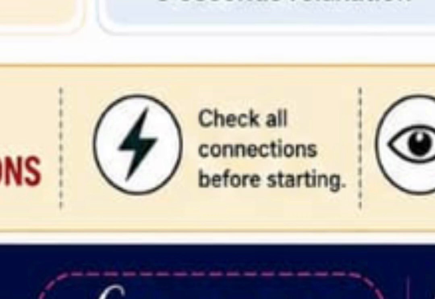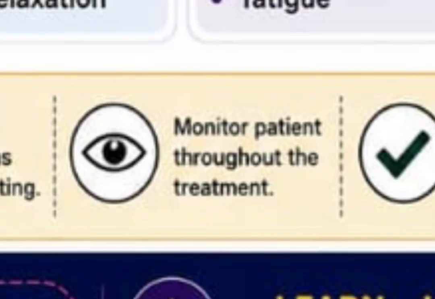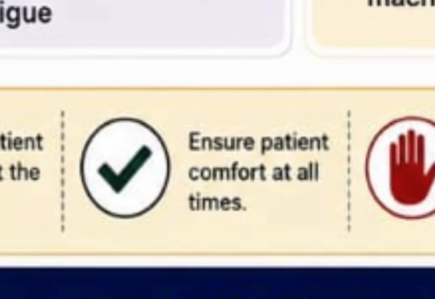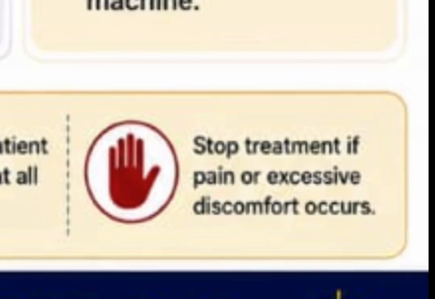Two, you have to monitor the patient throughout the treatment to avoid fatigue, skin irritation, increase in muscle contraction that could cause spasms, and excessive pain. Ensure patient comfort at all times. If the patient is feeling the contraction is so much, reduce it. You have to stop treatment if pain is excessive and discomforting. So these are the mode of application and the safety precautions you must take.